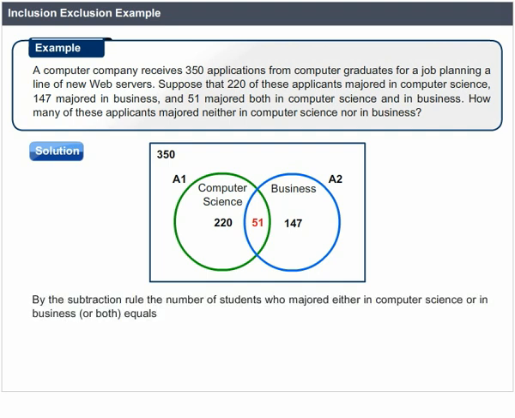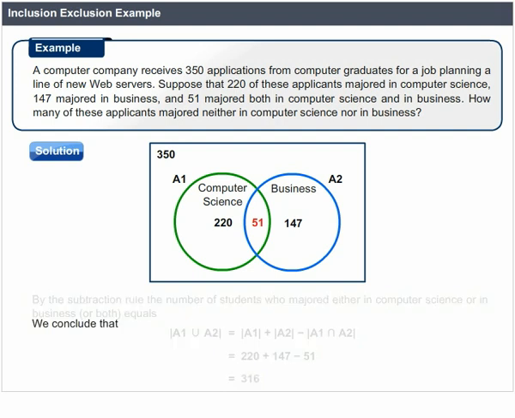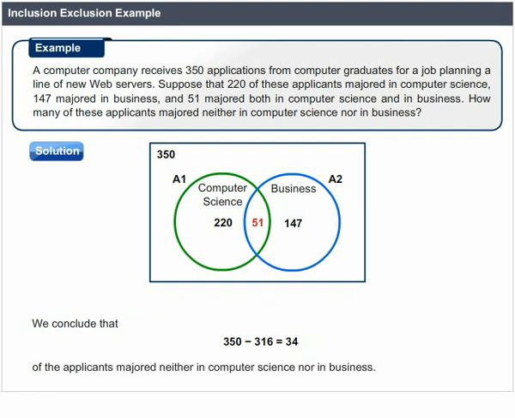By the subtraction rule, the number of students who majored either in computer science or in business or both equals A1 union A2, which equals A1 plus A2 minus A1 intersection A2, equal to 220 plus 147 minus 51, equal to 316. We conclude that 350 minus 316 equal to 34 of the applicants majored neither in computer science nor in business.